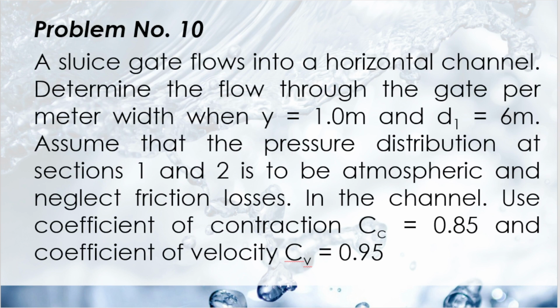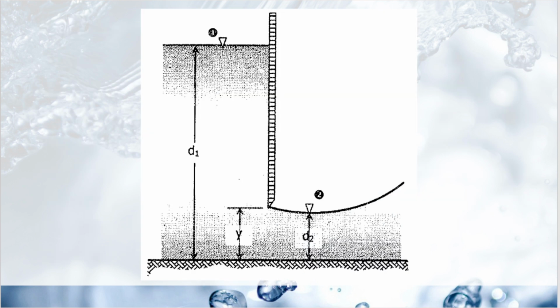So it says here that the sluice gate flows into a horizontal channel. Determine the flow through the gate per meter width when y is equal to 1 meter and v sub 1 is 6 meters per second. Assume that the pressure distribution at sections 1 and 2 is atmospheric and neglect friction losses in the channel. So use the coefficient of contraction C sub C as 0.85 and the coefficient of velocity as 0.95. So this is the illustration.